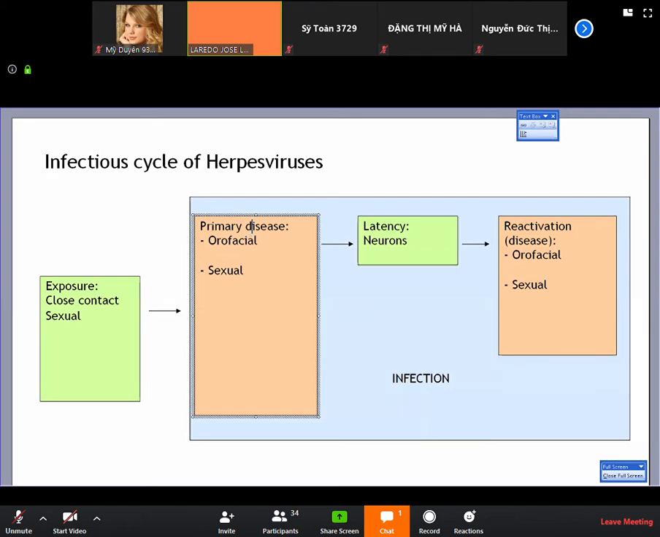What about the primary disease? These viruses are very common. For example, type 1 is found in about 90% of people. I will show you later the picture, okay? So most of you and me have become infected when we were small children. So we usually suffer an orofacial disease by herpes simplex type 1. This primary disease, orofacial, is called gingivostomatitis.